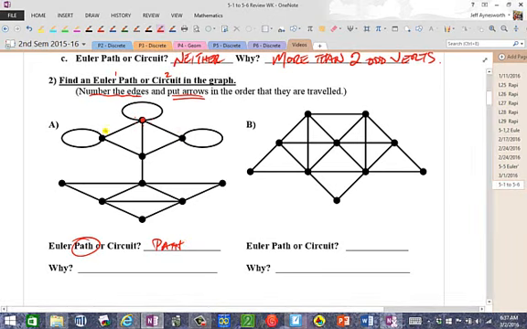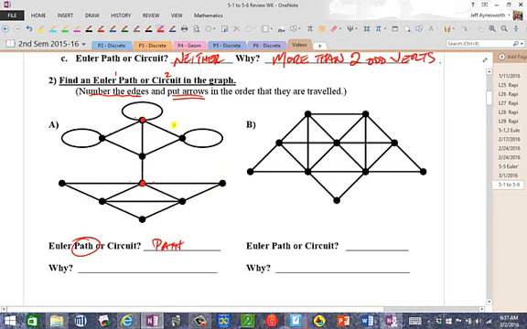So I have 1, 2, 3, 4, that's even. Where is 1, 2, 3, 4? Ooh, this is another odd one right here. Okay, so I have two odd vertices in red.